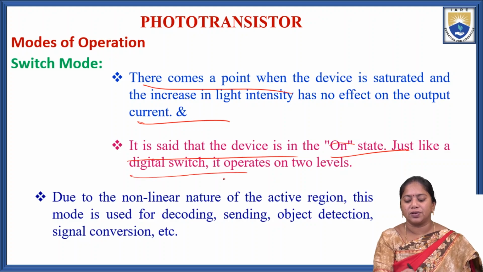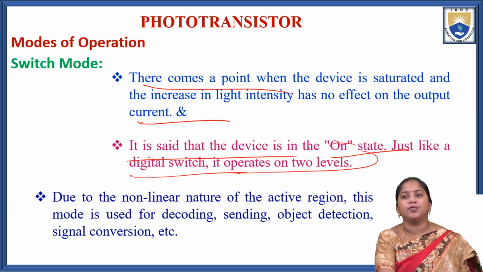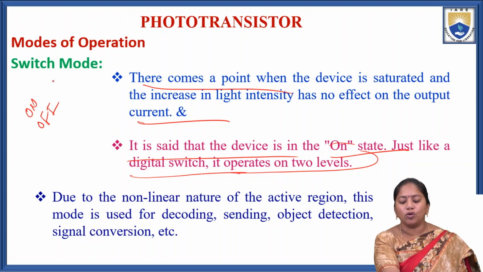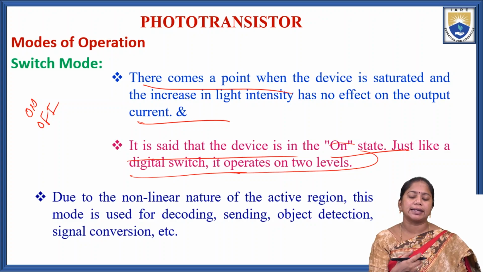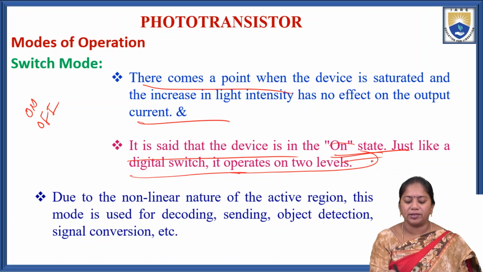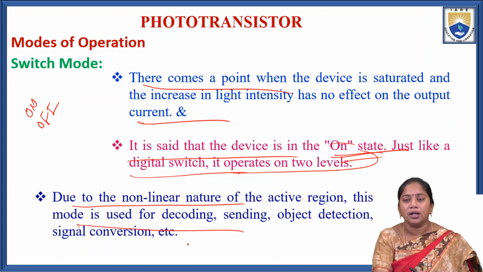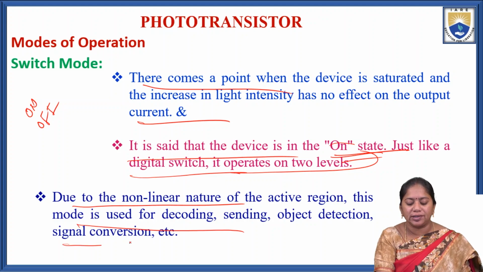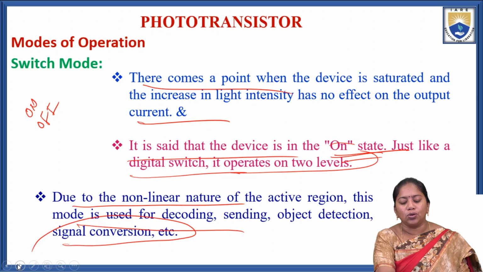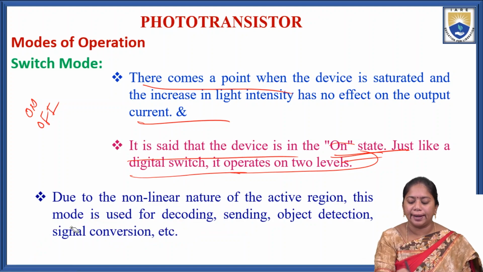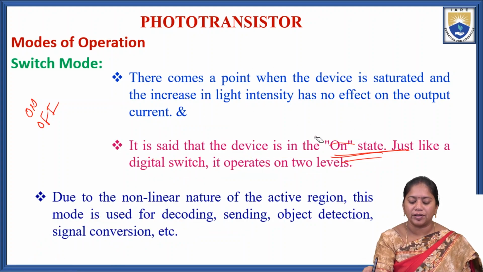Just like a digital switch, it operates at two levels, on and off. The on mode means the device is saturated and there is no further increase in the current. Due to the non-linear nature of the active region, this mode is used for decoding, sensing, object detection and signal conversion purposes.